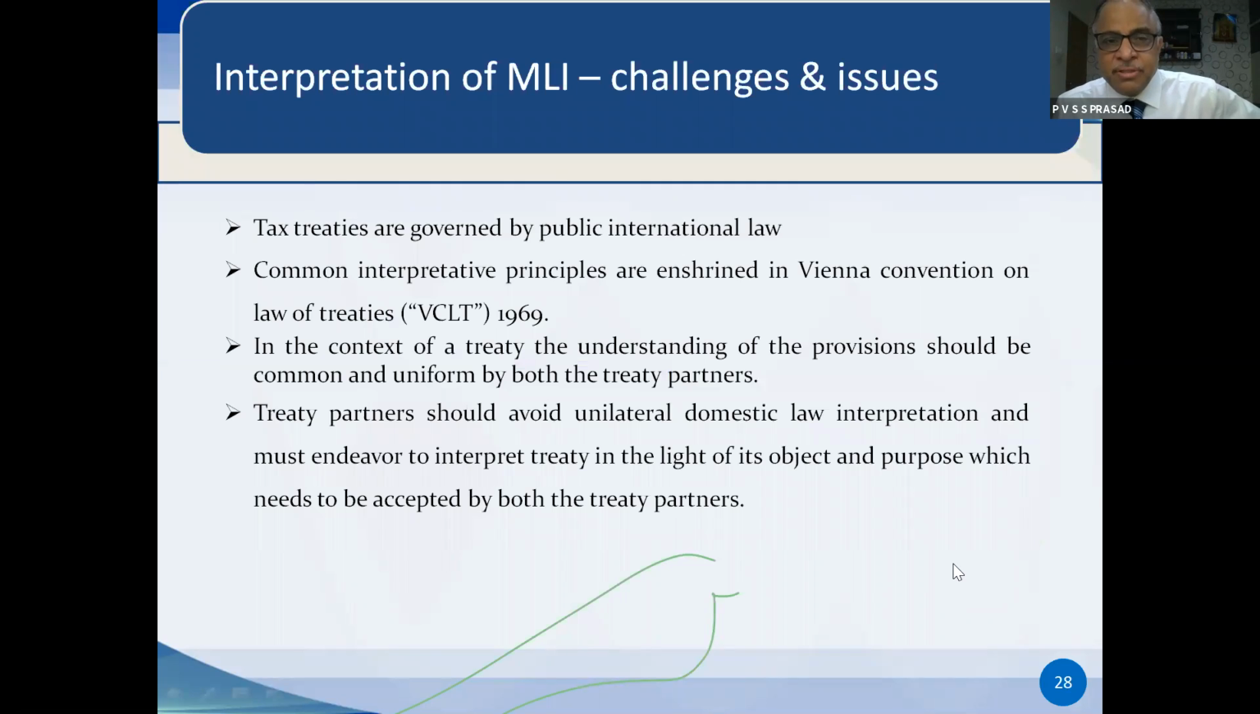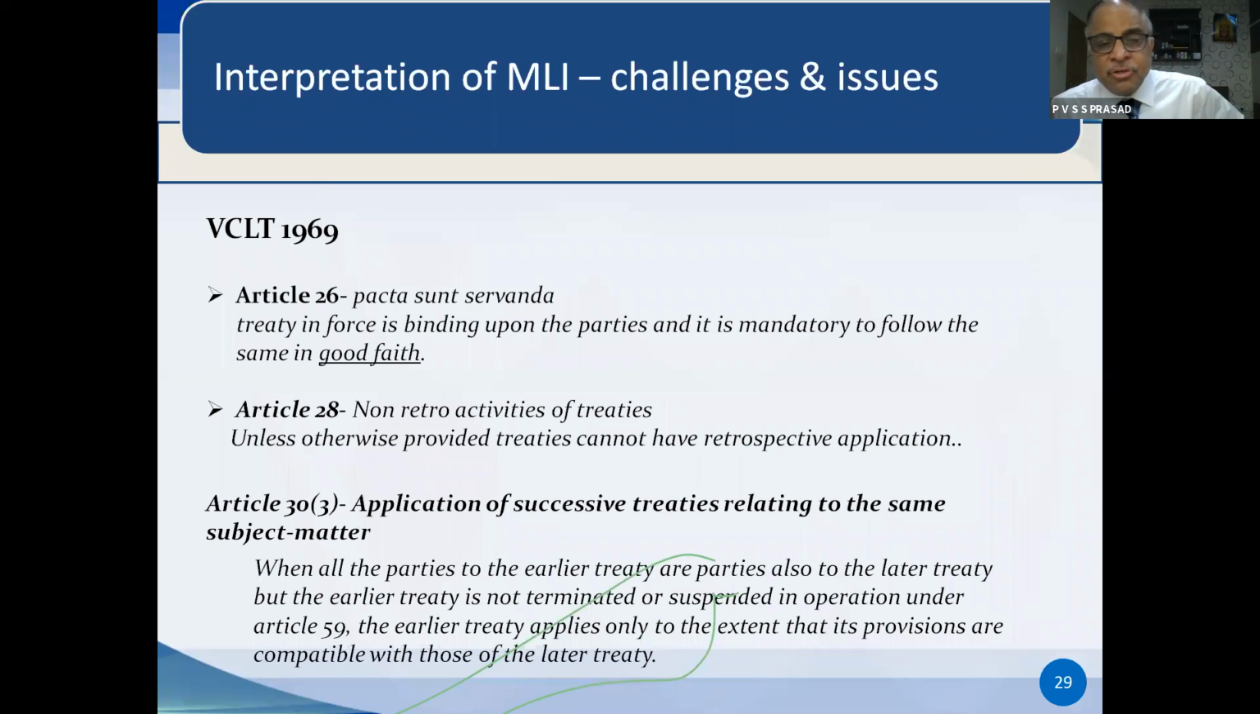And interpretation of tax treaties is governed by public international law. Common interpretative principles are enshrined in the Vienna Convention. The way you interpret a tax treaty, you need to interpret the MLI provisions the same way. And these are all the important articles of the Vienna Convention. That is the good faith principle. That means both countries have to honor an international agreement. Then only the agreement has some meaning. If both start violating the agreement, then there is no meaning to that agreement.